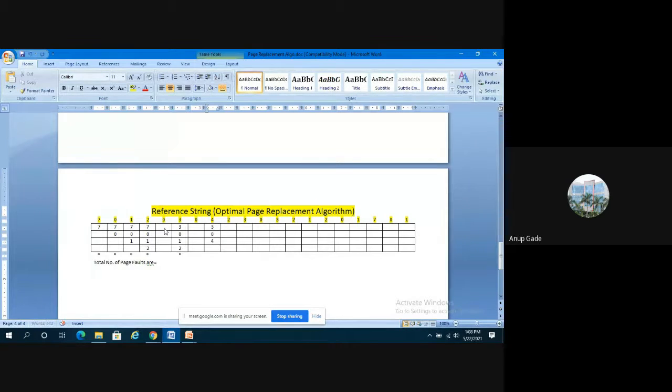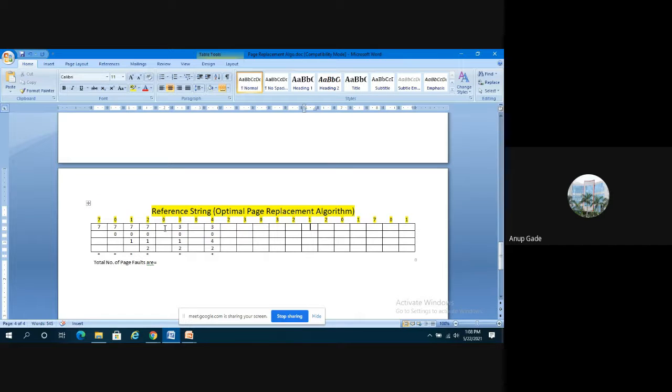1 is replaced with 4 and 2. Page fault occurs. And 2 is there. 3 is there. 0 is also there. 3 is there. 2 is there. 1 is not there. And I can see that we won't require 4 as well as 3 for a longer period of time. And the first in is 3.